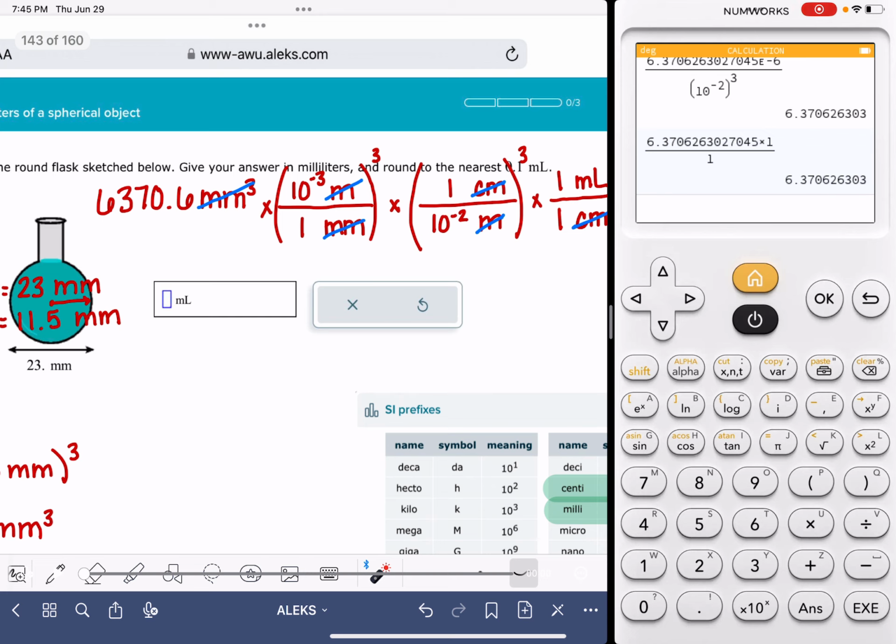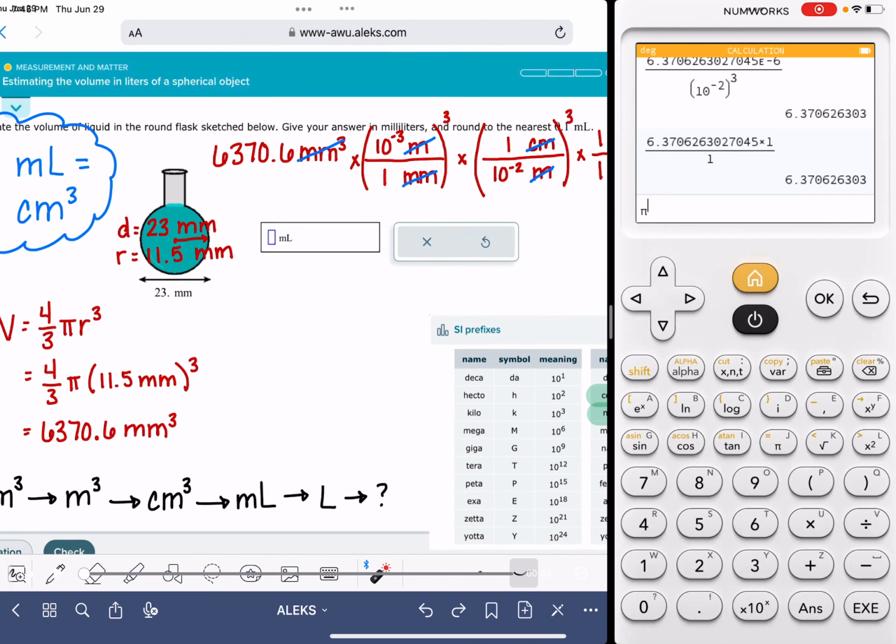6.3706. ALEKS wants the answer to 0.1 milliliter, which means that the answer I'm going to express here is 6.4 milliliters. My 6.37 is going to round to 6.4. Good luck with this problem.